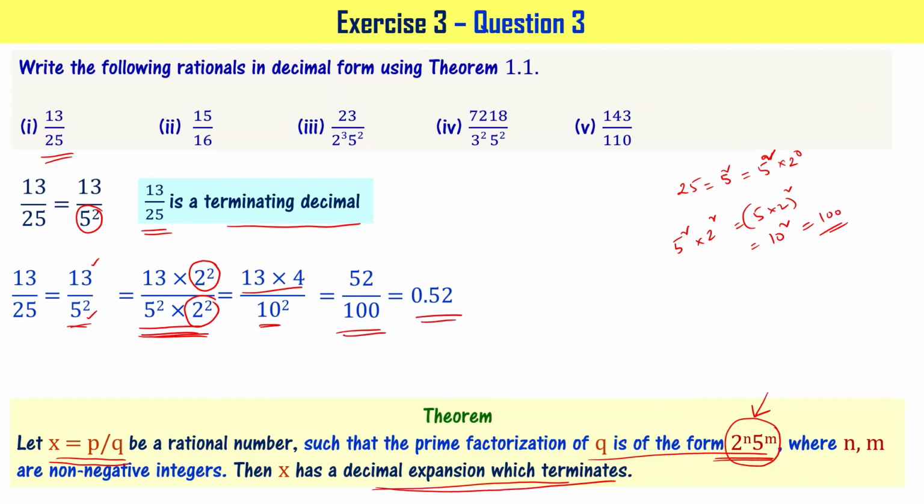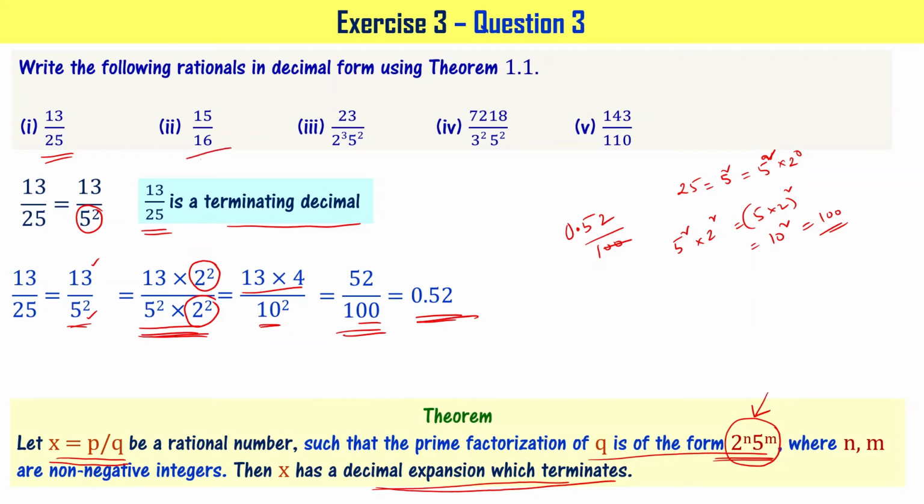Got it? We have two zeros. When you cancel those two zeros, you put a dot here. And for completeness sake, let me write 0 in front of the dot. So you have 0.52. That is the decimal form, right?